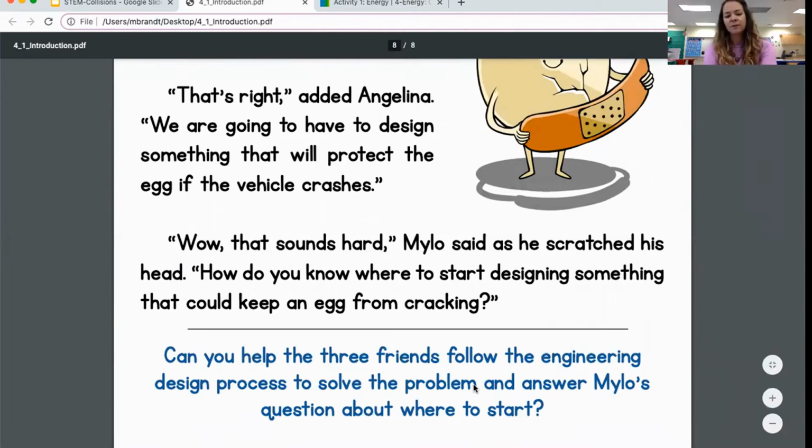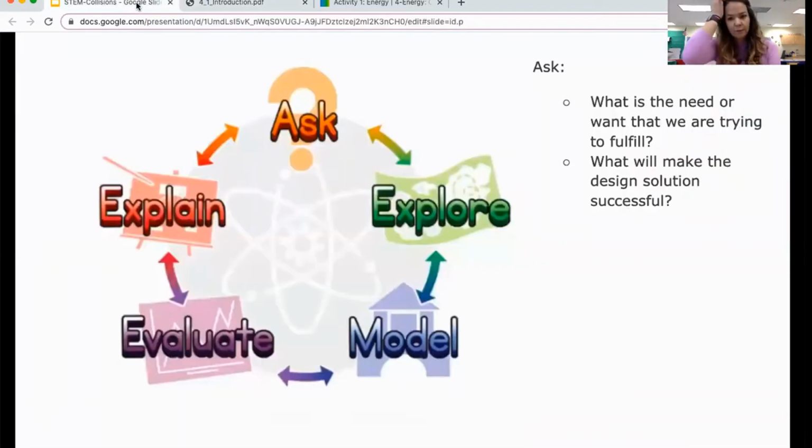So the question I have for you is this. Can you help the three friends follow the engineering design process to solve the problem and answer Milo's question about where to start? That's a great question. So let's go ahead and take a look at the design process.